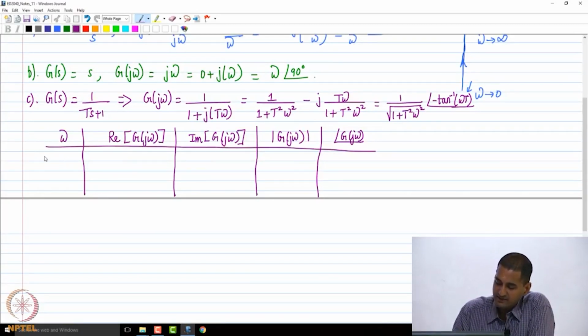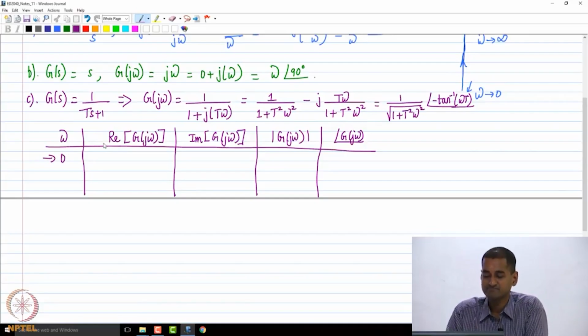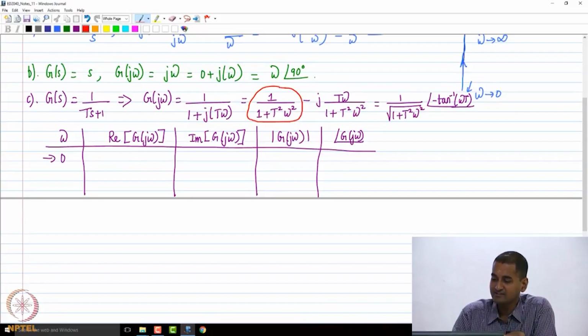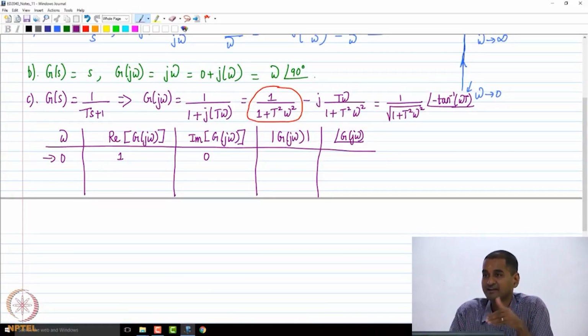As omega tends to 0, what do you think will happen to the real part and the imaginary part? Look at the real part. What is the real part? 1 divided by 1 plus T squared omega squared. As omega tends to 0, what is going to happen to this? It is going to go to 1. What can you say about the imaginary part? 0. Please note that the imaginary part is always going to be negative, and the real part is going to be positive.